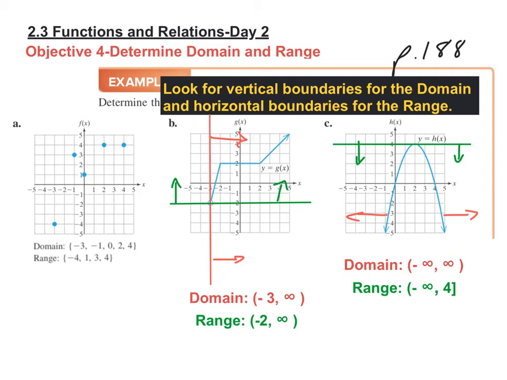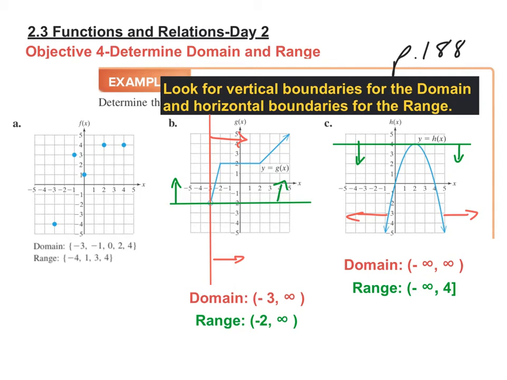Okay, how many had that for domain and range? How many had that correct? How many were really close and you were off by a little bit, okay? Anybody have questions on it? So like I said, that's a little more abstract, that's a little trickier. Hopefully that boundary idea is helpful, okay? And it will make this a little bit easier.